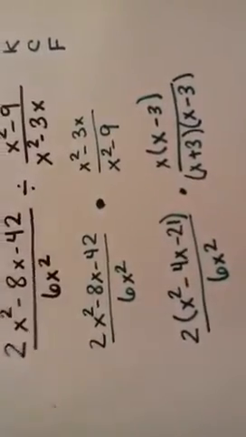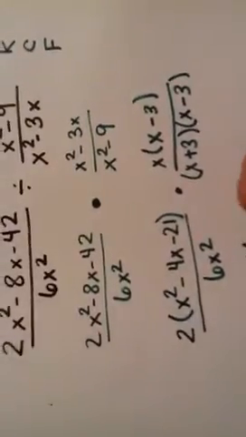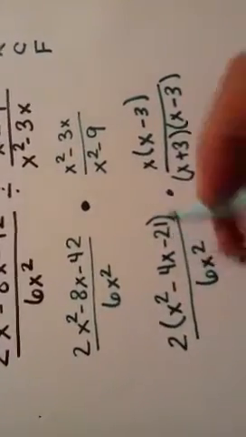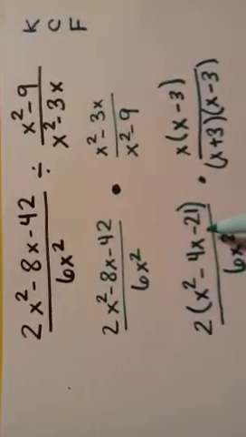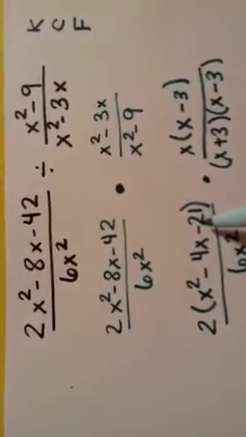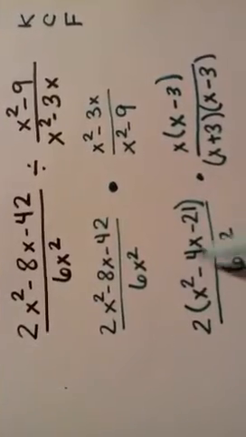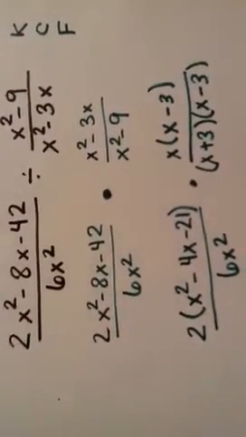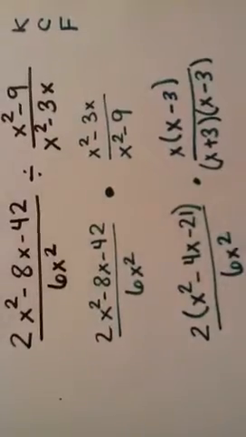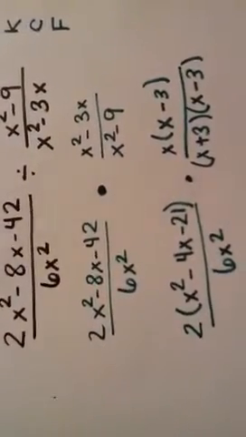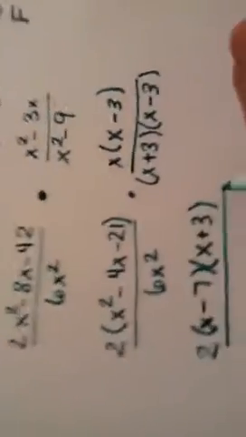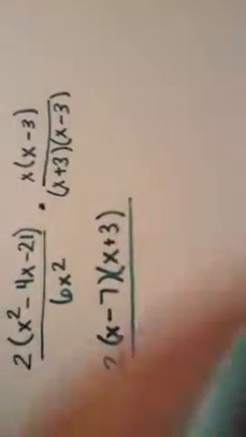Now there's one more step here that we can actually do, and you probably picked up on it. So the 2 can now be broken down into two parentheses. You're looking for two numbers that when you multiply them give you -21, but when you add them you get -4. That will be x take away 7 and x plus 3. Everything gets brought down.